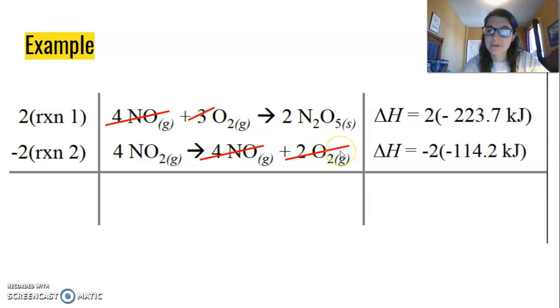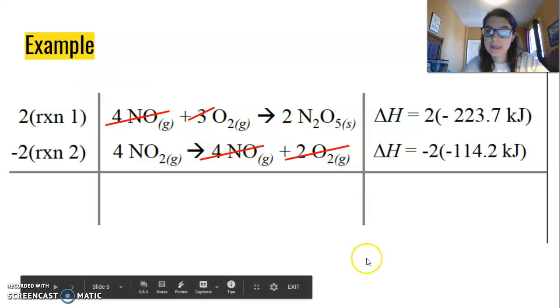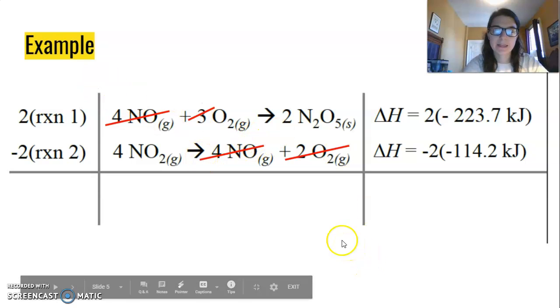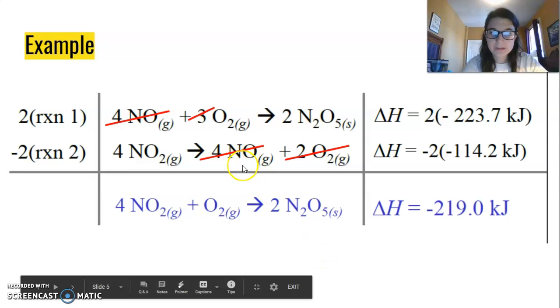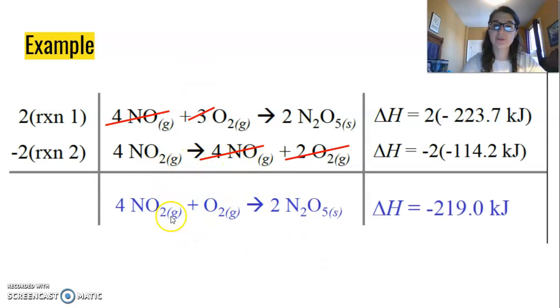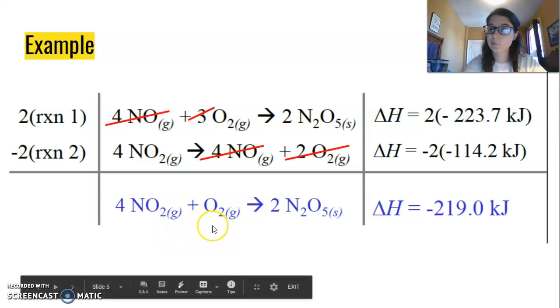Because I only canceled out 2 of those O2s with this equation. I canceled out all of the NO, which is great because I don't want any of it in the final equation. So my final equation, once I add these two things together, is going to be 4 NO2 gas plus 1 O2 gas, yielding 2 N2O5 solid.